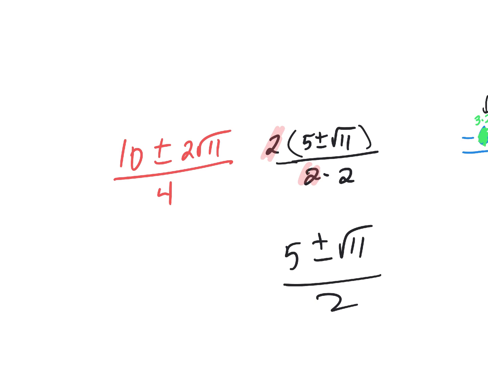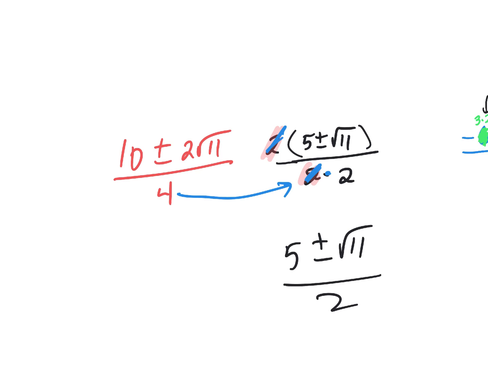Yep. Was that 2 times 2 or 2 minus 2? That's a 2 times 2. That 4 there got replaced with a 2 times 2. So then those 2's canceled. There's just a 2 left on the bottom.